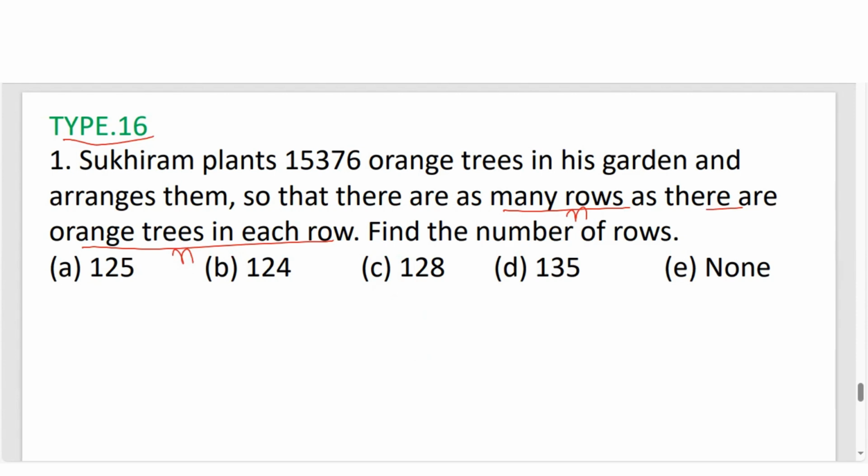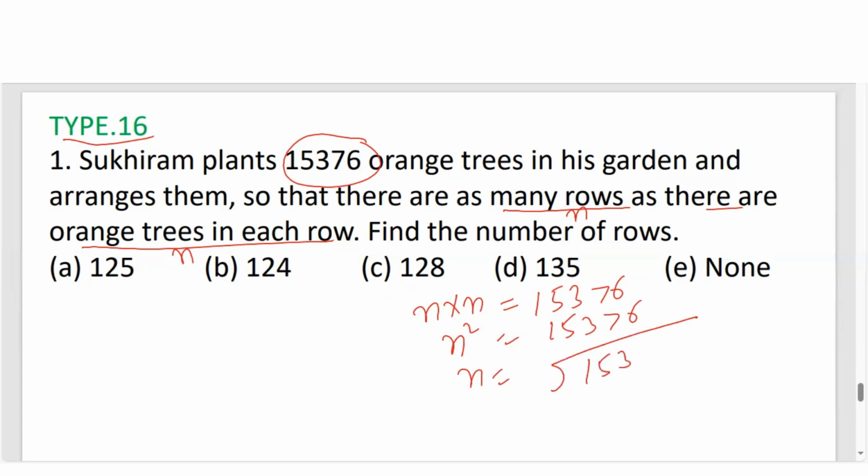So the number of trees will be N multiply N. So N multiply N is the total number of plants. The total plants here are 15376. So N square equals 15376. So N equals root under 15376. So we need to find the square root of this number. I have already explained 3 ways to find the square root of a number. You can find it by the factor method, by the division method, and by the tricky method.